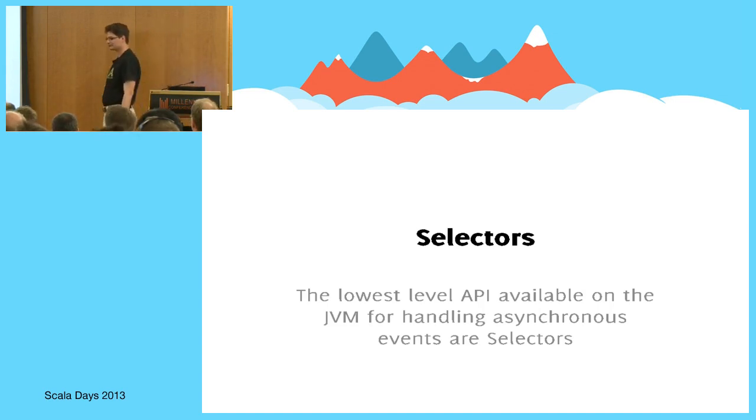So, that was a lot of hand-waving and lies and stuff. But in the actual world, of course, there are asynchronous APIs, right? And one of them is selectors. Selectors is basically, even if you go to low-level languages, the most common way of dealing with asynchronous IO. And of course, it's the lowest possible level of abstraction on the JVM if you don't go through native calls.